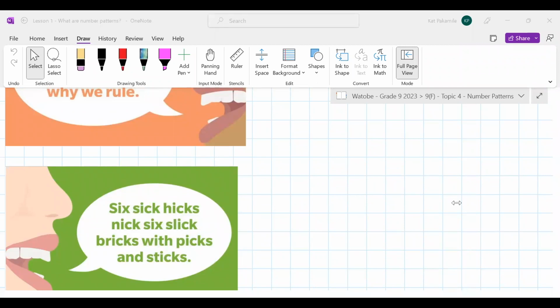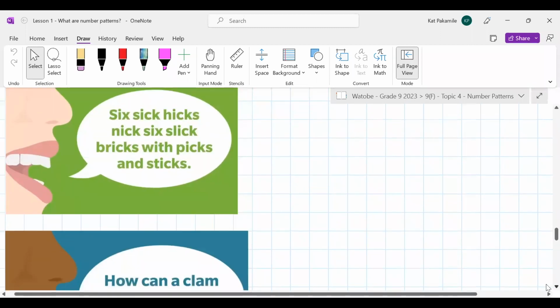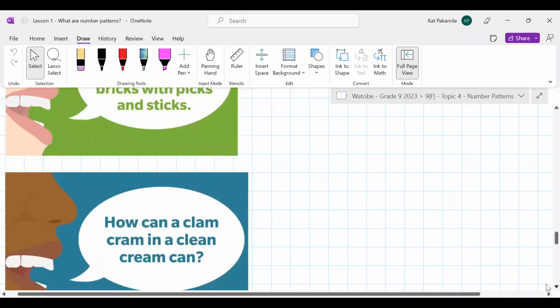I want to hear someone's voice who hasn't spoken today. I saw Lisiwa in the chat saying, me. Lisiwa wants to do a brain break. Let's hear Lisiwa. Are you there? Yes, ma'am. You ready? Yes, ma'am. Let's see what yours has to say. Ma'am, can I start? Yeah. How can a clam cram in a clean cream can? Okay. Thanks, Lisiwa. These are way too easy.